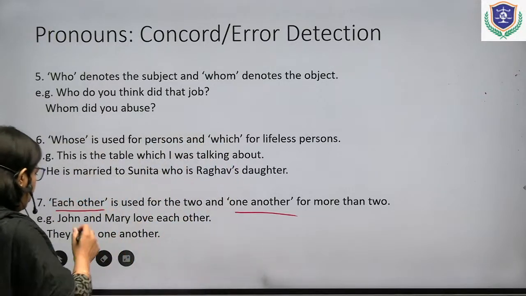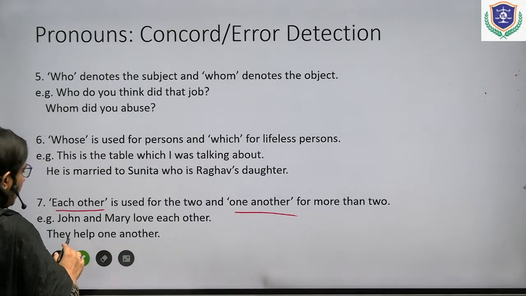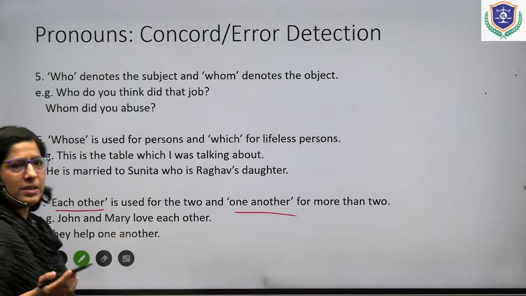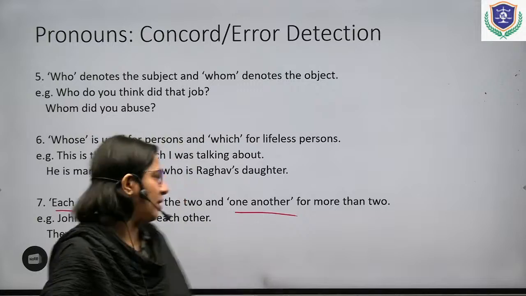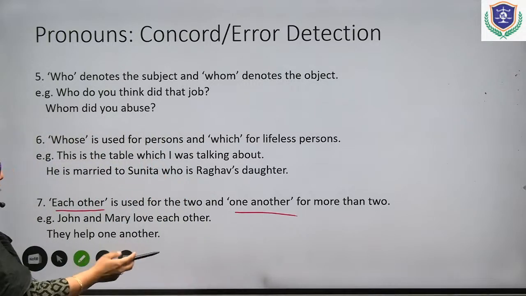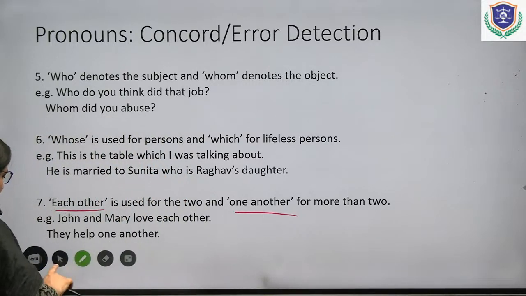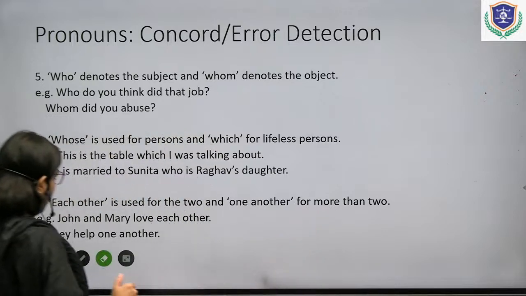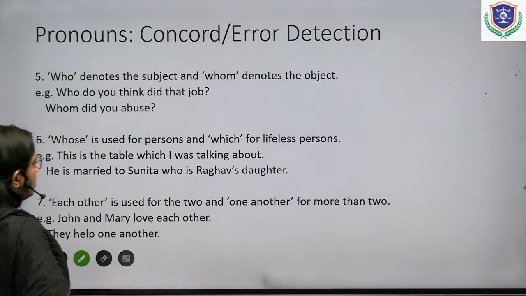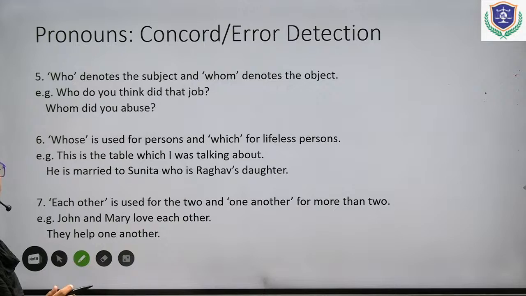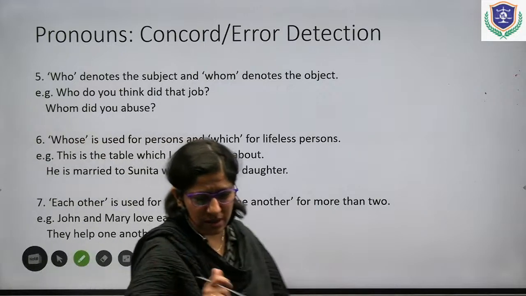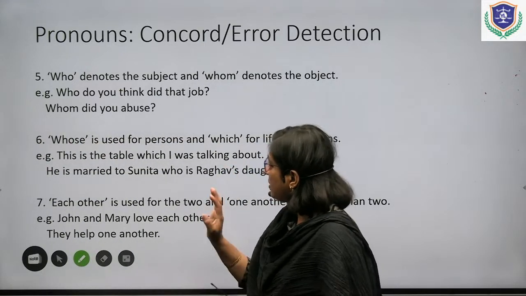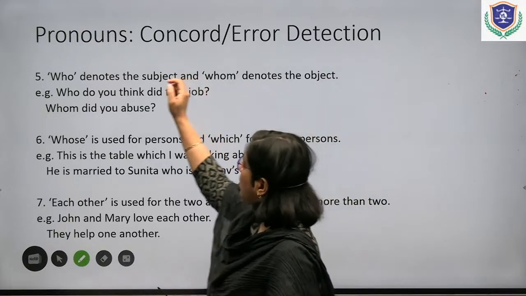And the moment we have the family members love one another, that you can have, or they help one another. Okay, so this is about, okay, going ahead. This is just a very quick take on the whole of grammar or the mistakes which we make.